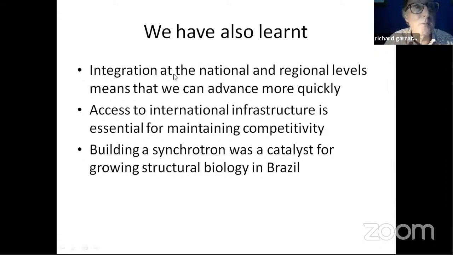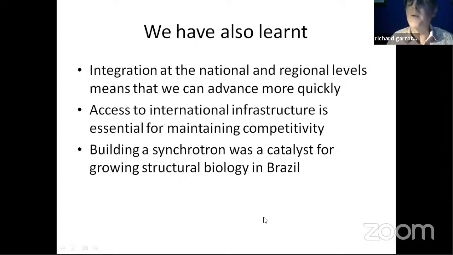So integration at the national and regional levels means that we can advance more quickly. And it's so encouraging to see the formation of the African Crystallographic Association, the initiative to build a synchrotron for the entire continent. And clearly, I think this is almost a no-brainer, really. We do have to collaborate, especially when there's relatively few of us, where the critical mass is still to be formed. Access to international infrastructure is essential for maintaining competitivity.